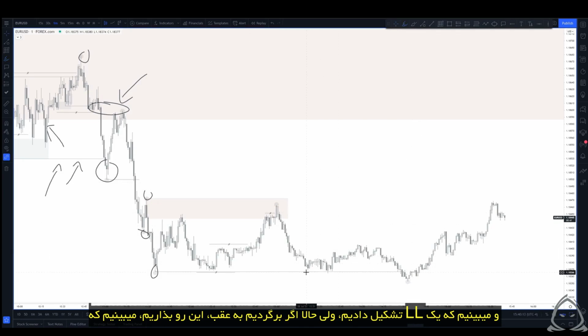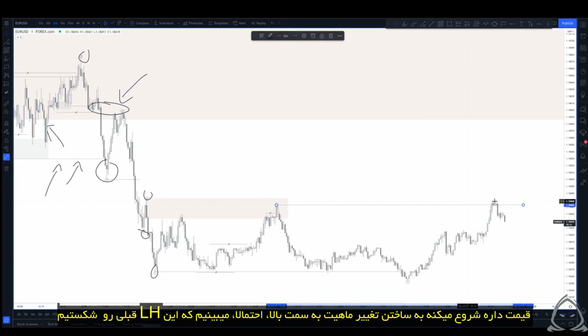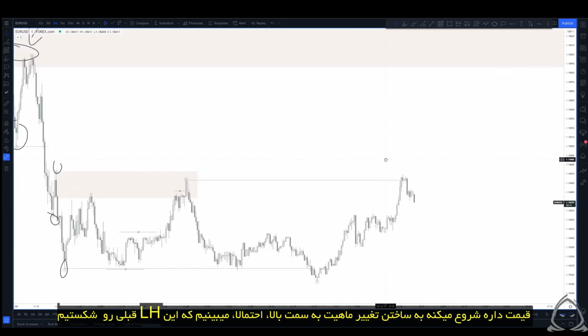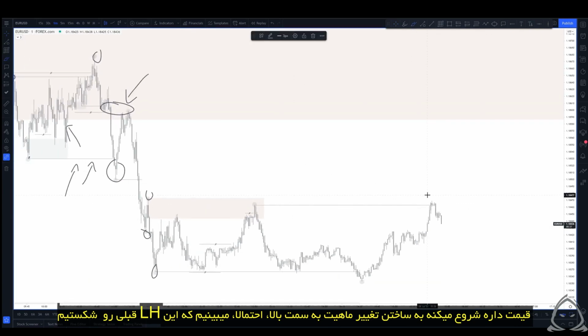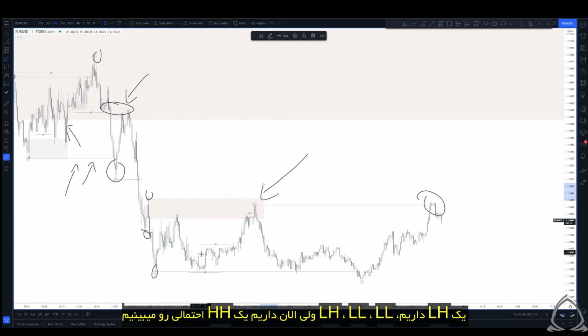So what we're doing now is we're still in a downtrend, and what we can see is we've created a lower low. But now if we just backtrack, throw this on, we can see that price is now starting to create a change of character to the upside potentially. As we can see, we've now broken this previous lower high. So we have a lower high, lower low, lower low. But now we're starting to see a potential higher high.